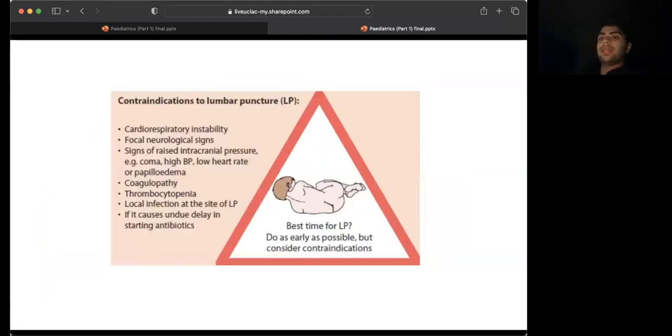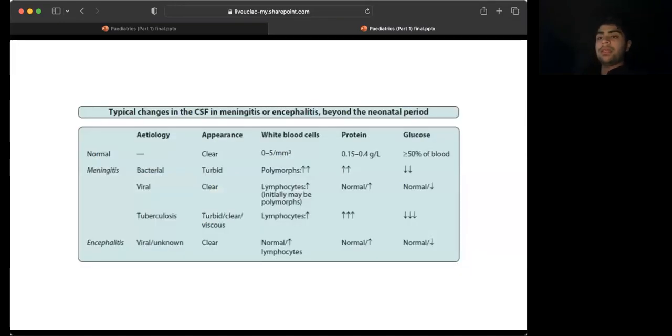So these are the key contraindications to an LP. If they have focal neurological signs or signs of raised ICP, or they have a coagulopathy or thrombocytopenia because of the risk of an epidural hematoma. So if you insert the needle to do the LP, and because of the lack of platelets, blood builds up behind the spine and can cause a cord compression. So it's worth noting that everyone before an LP needs an INR done as well. So we can go to the next slide for that, and then after that.